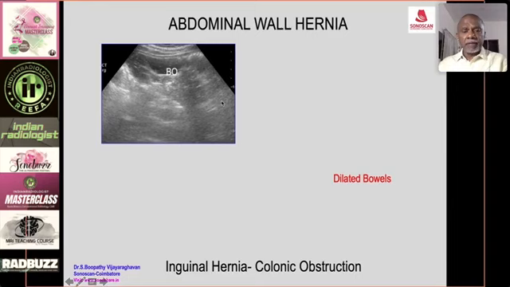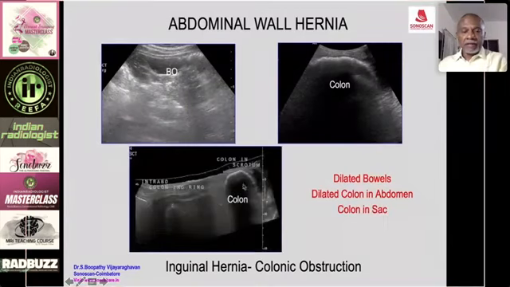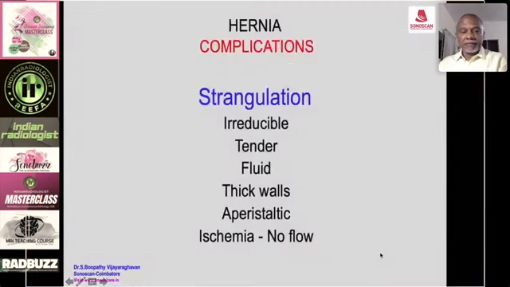Rarely it may be colonic obstruction. You see dilated bowels in the abdomen, you see dilated colon in the abdomen, and in the sac also you see a dilated colon. So this is inguinal hernia containing colon which is obstructed.